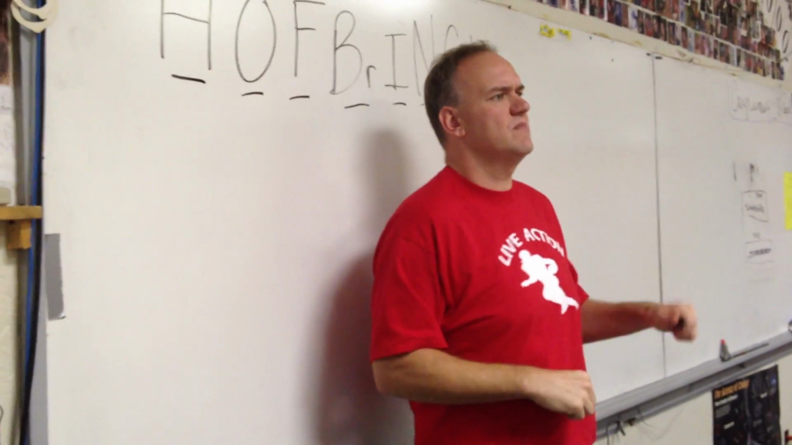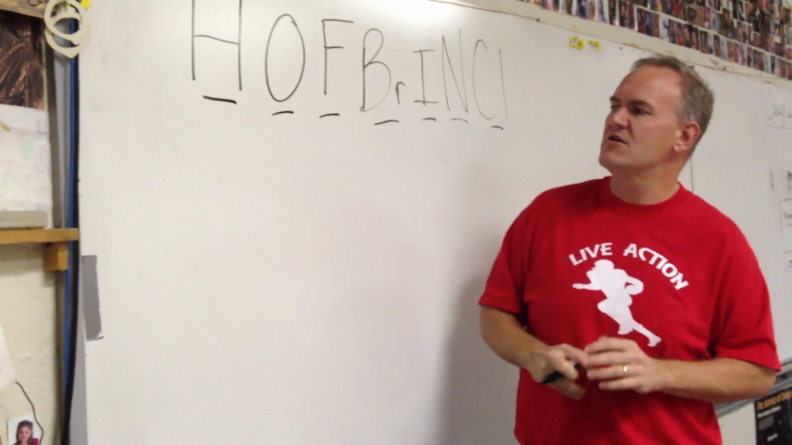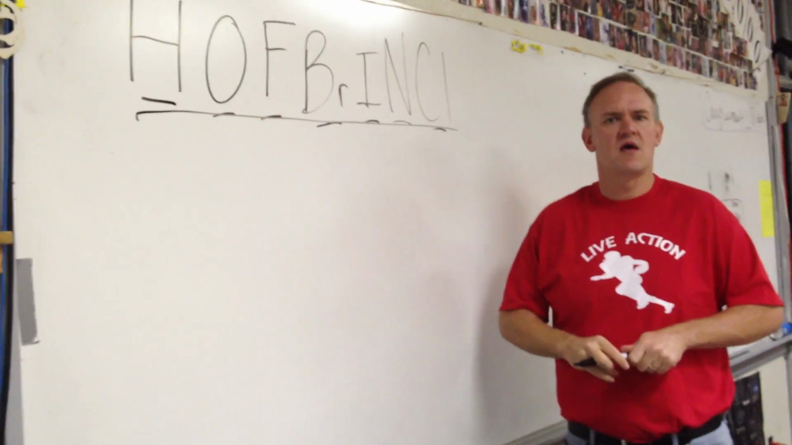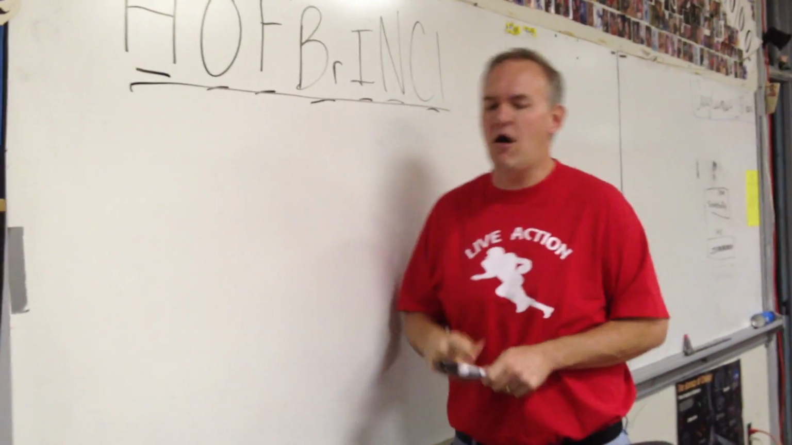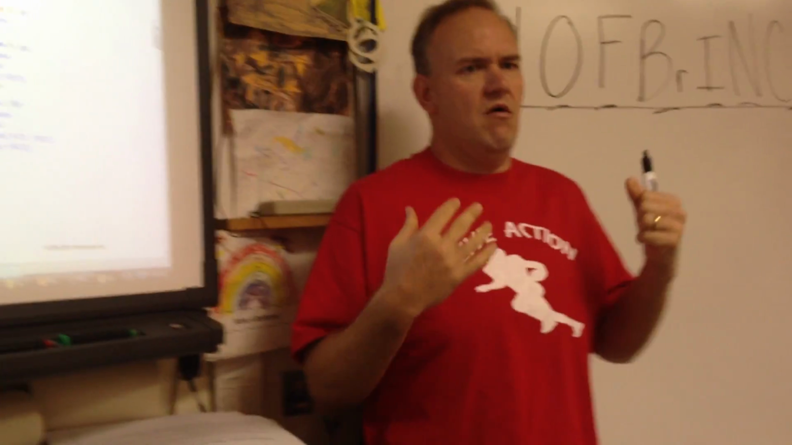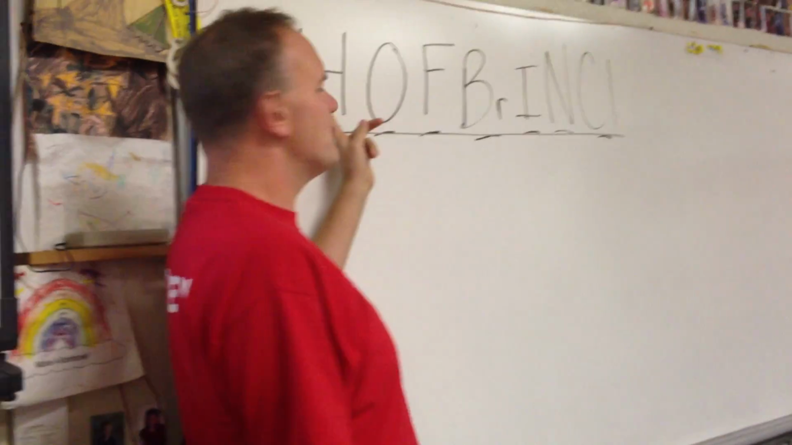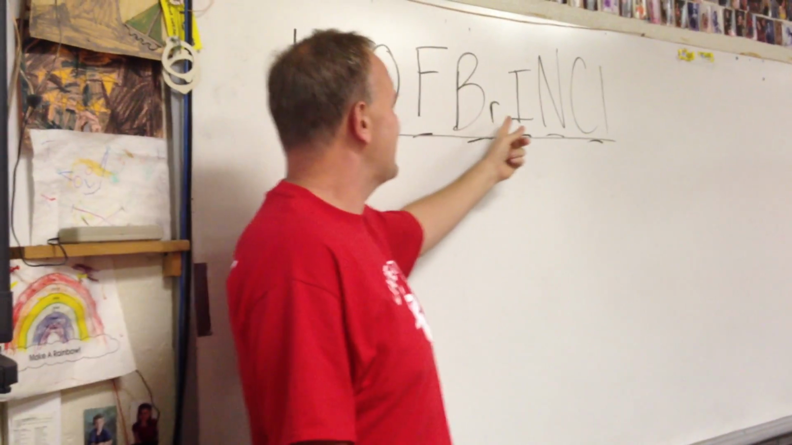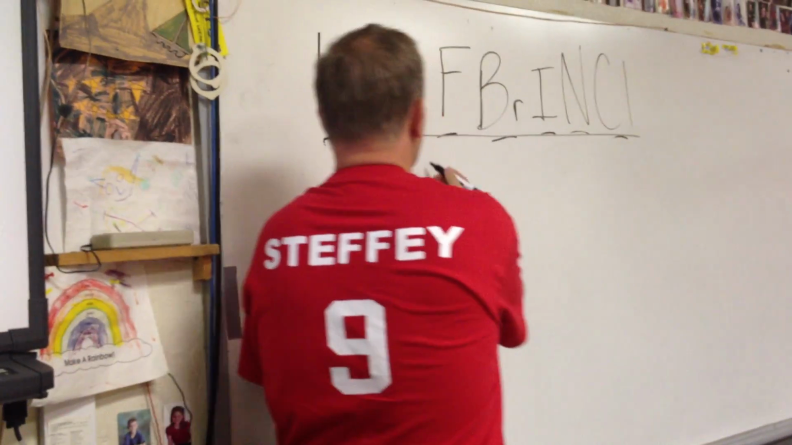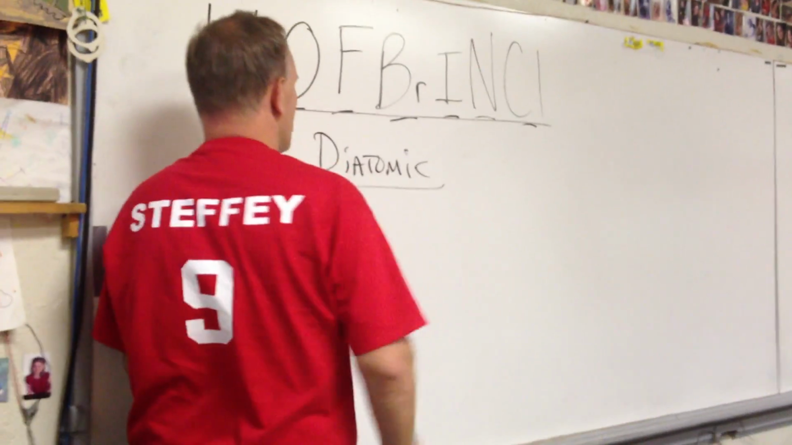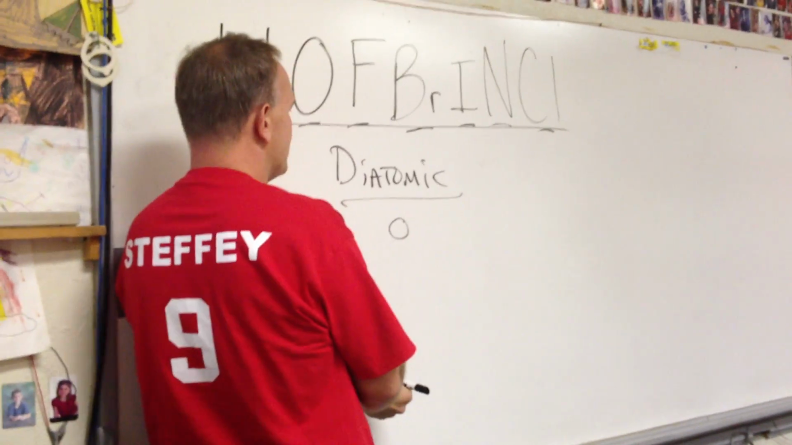But it's really easy to memorize because all you've got to do is remember one word. HOFBRINCl. HOFBRINCl. It's like you have, you know, emphysema. HOFBRINCl. Hydrogen, oxygen, fluorine, bromine, iodine, nitrogen, and chlorine. They are the diatomic elements, which means that they don't come in single atoms.